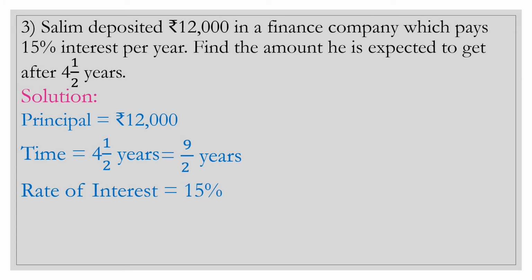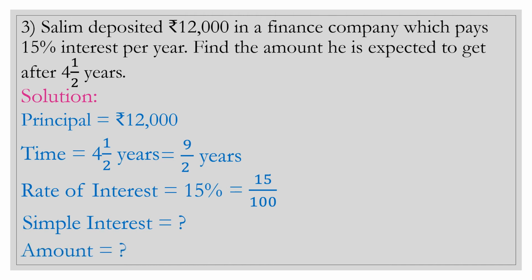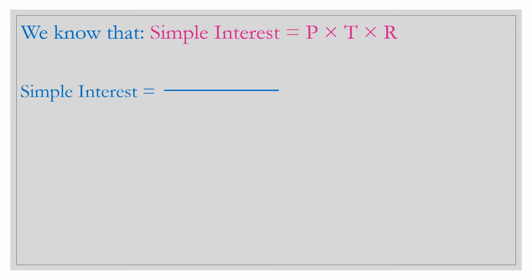Now write it in fraction form. That is 15 upon 100, and simple interest we have to find out. Amount also we have to find out. We know that simple interest is equal to principal multiplied by time multiplied by rate of interest. Now put the values. Principal is equal to rupees 12,000. So write down rupees 12,000. Then write the multiplication sign as it is. Time is equal to 9 upon 2 years. So write down 9 upon 2. Again write the multiplication sign as it is. And rate of interest is equal to 15 upon 100. So write down 15 upon 100.